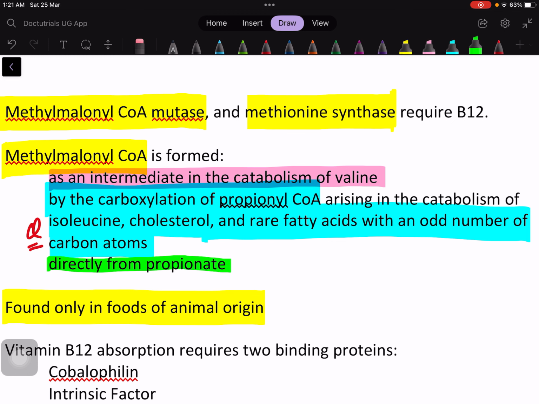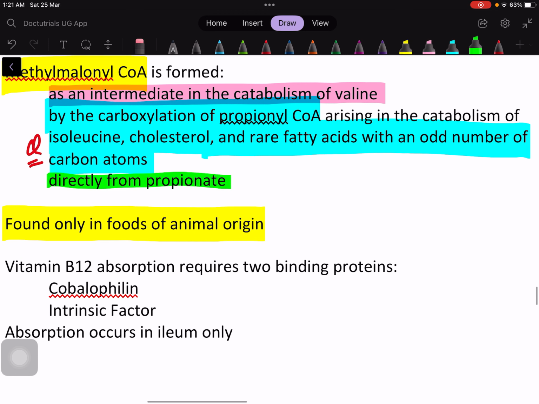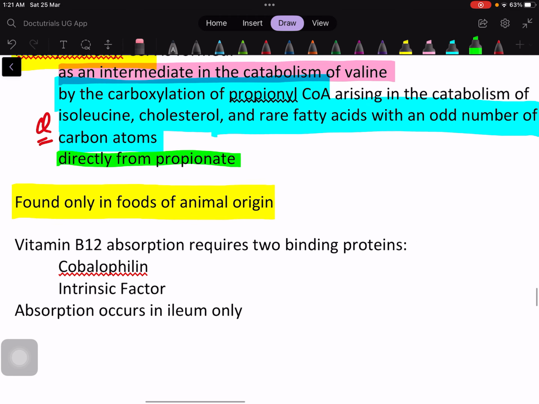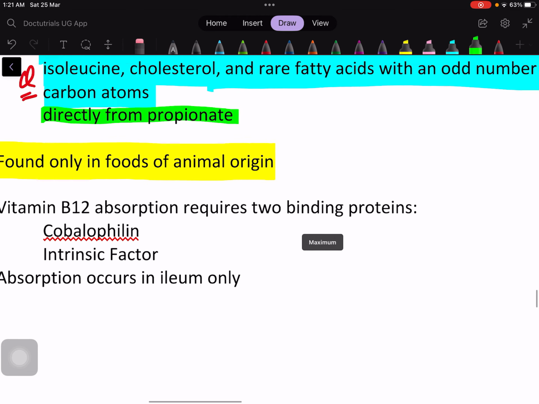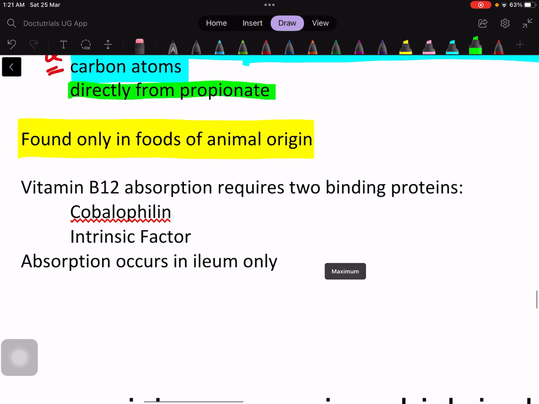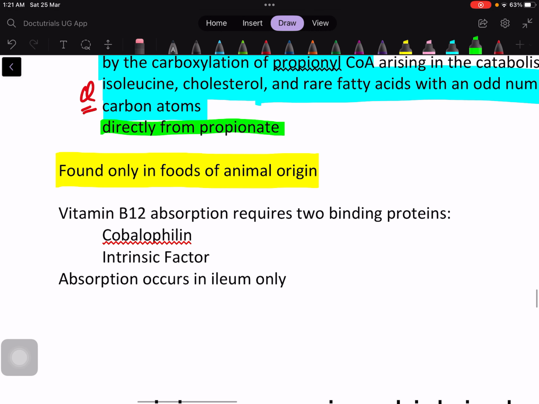Now, first coming to how the B12 absorption is taking place. Here, there are 4 very important factors which you have to keep in mind. What are the important 4 factors in B12 absorption? B12 absorption requires two binding proteins. They are secreted from different places in our body. The cobalamin is released from the oral mucosa.